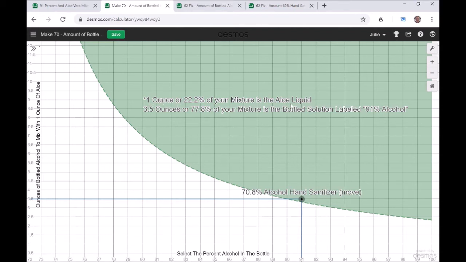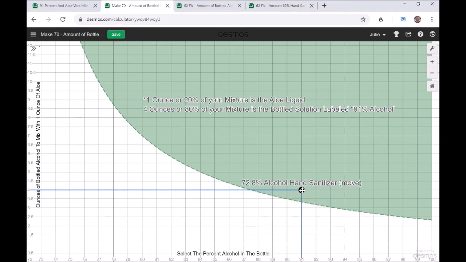In this graph, we're sticking to 1 ounce of aloe vera. That isn't going to change, but what we can change is how much of the bottled alcohol we're using. This says if we use 3.5 ounces of 91% solution, we'll end up with 70.8%. So we're still above 70, and we didn't need to use a full 4. We can use 3.5 ounces.